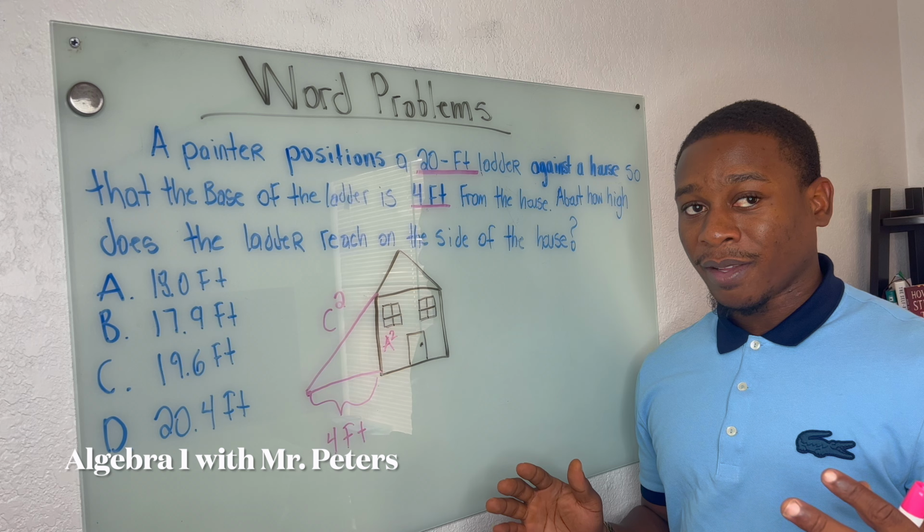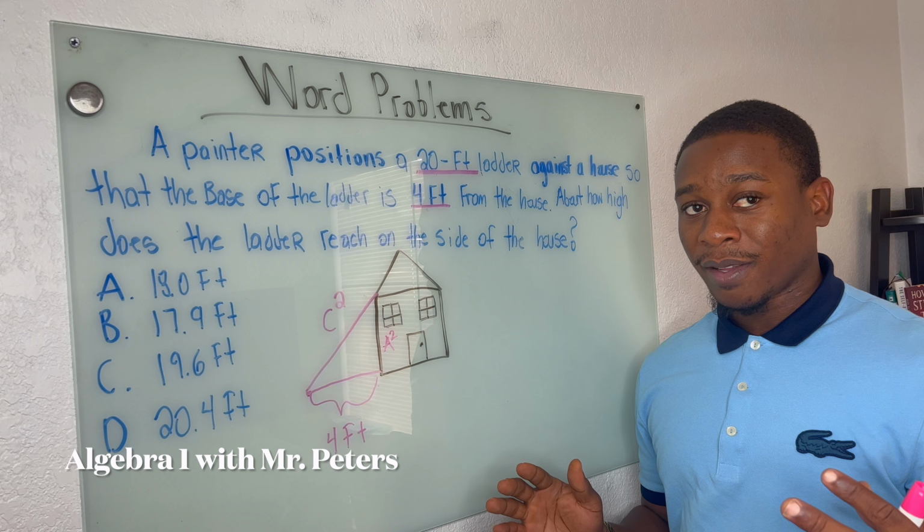So, the most important thing we need to start off with is just identifying the important information in the problem. So we know that the ladder is 4 feet from the base of the house, right? And we also know that the ladder is 20 feet. So let's start drawing a model, right? So we have the base right here of the triangle. We know from this point to the base of the house, this is 4 feet, right?